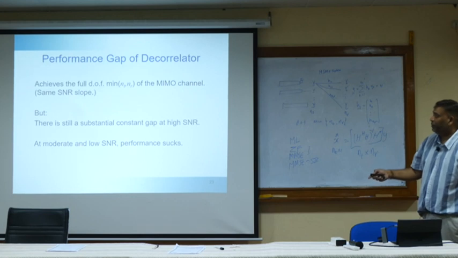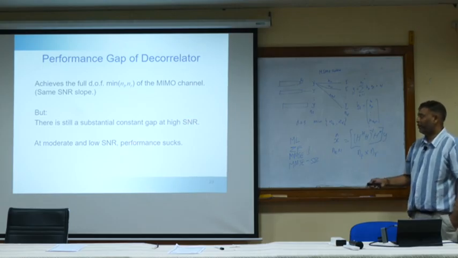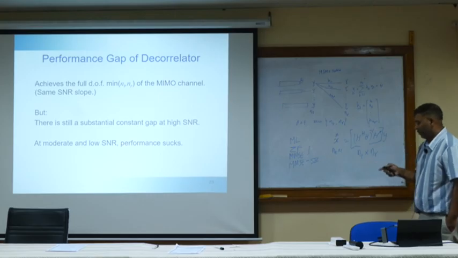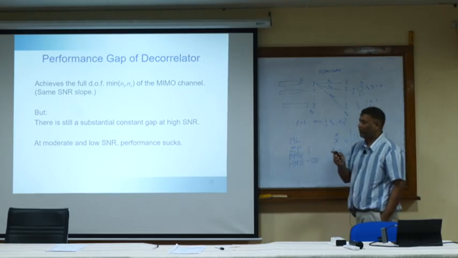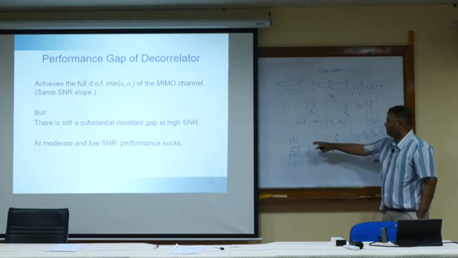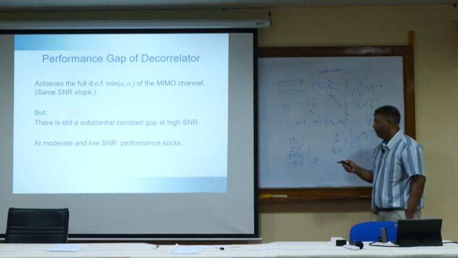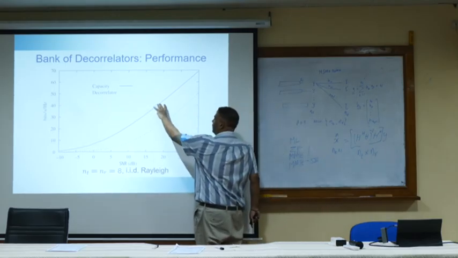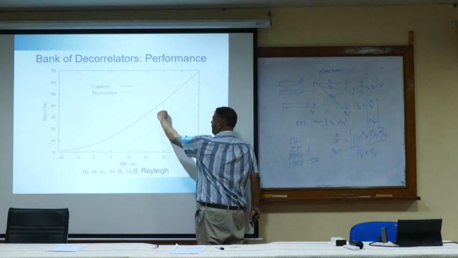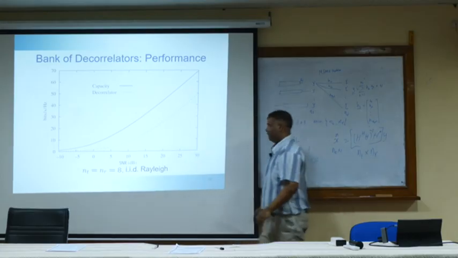But there is still a substantial constant gap at high SNR. At moderate and low SNR, the performance is not good. So even though the decorrelator achieves the high SNR slope, it does not achieve the capacity. So that's the story about zero forcing. In the next half an hour or so, we are going to see how to close this gap and bring in a receiver architecture that achieves the capacity.